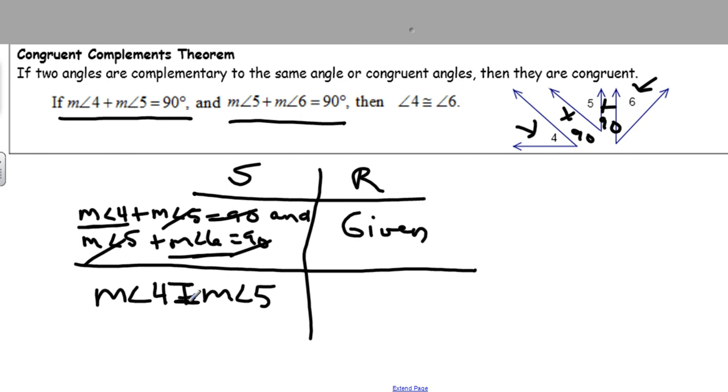So we can say that the measure of angle 4 is congruent to the measure of angle 5. And that's the congruent complements theorem. Oops, sorry. It's the measure of angle 6, because your first and your last angle are congruent to each other.